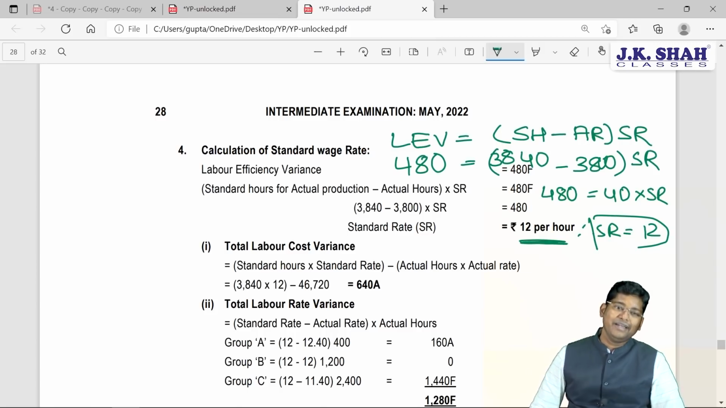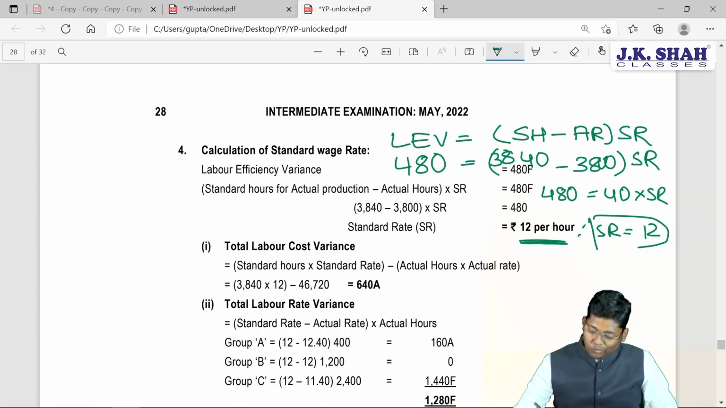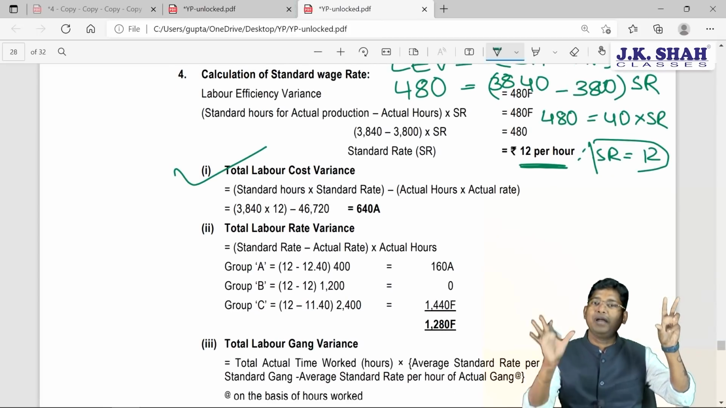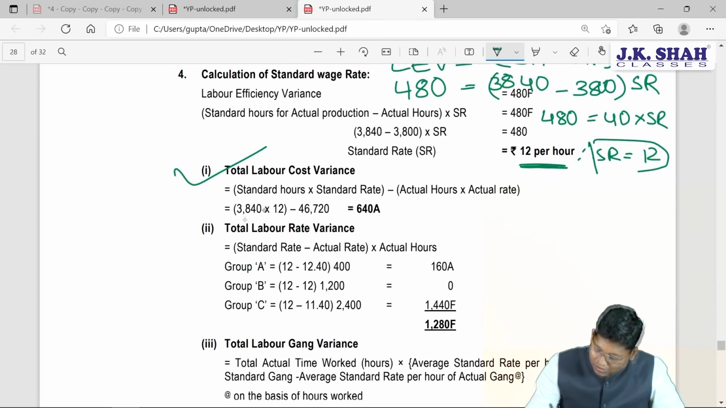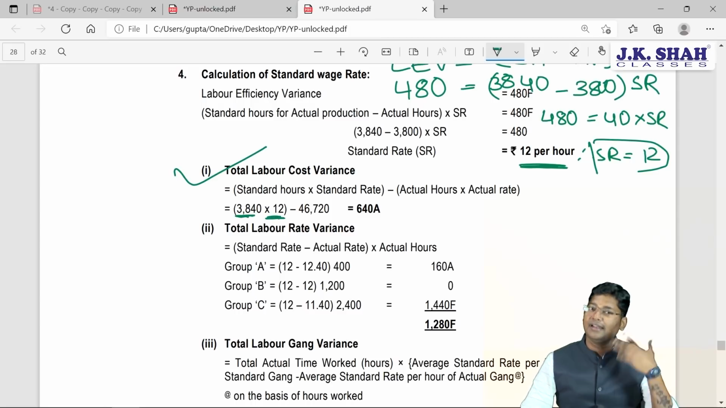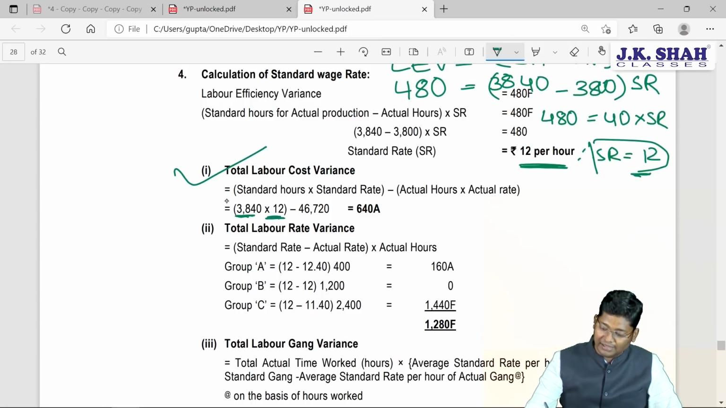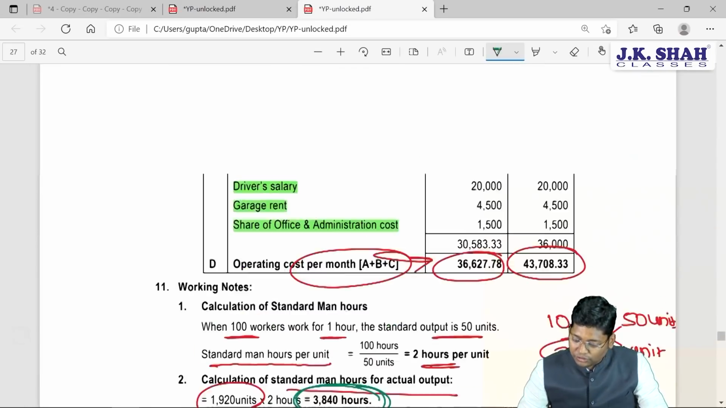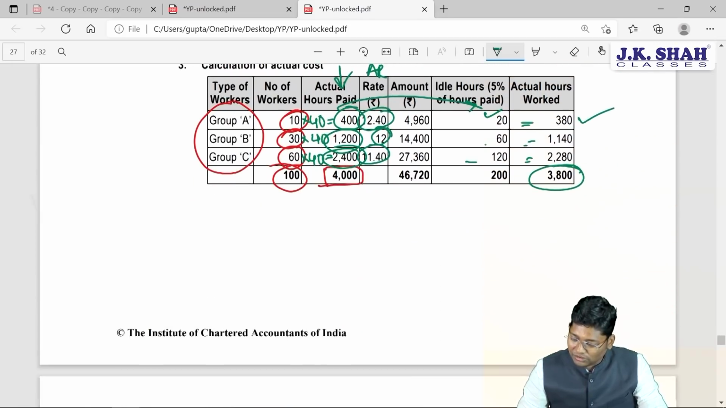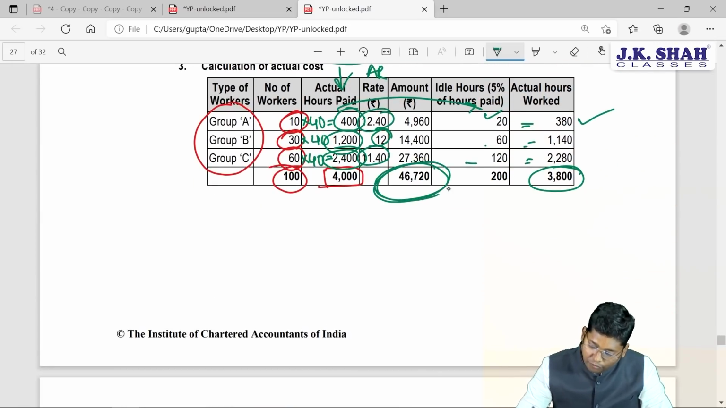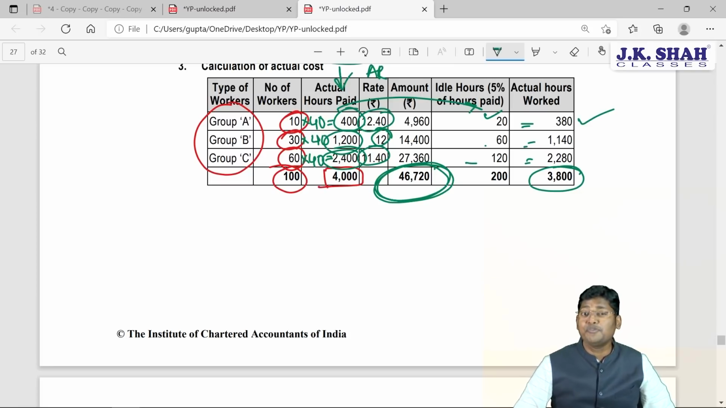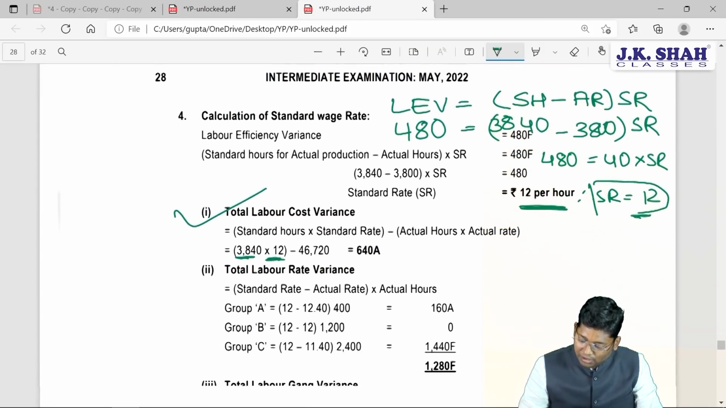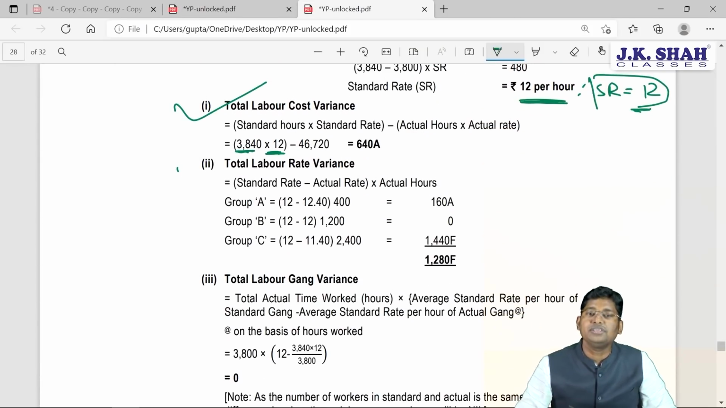Now once this standard rate is available, easily you can calculate total cost variance, and total labor cost variance is equal to standard cost minus actual cost. Your standard cost is standard hours into standard rate, standard hours computed, standard rate computed. We can take here total, and from that total you need to deduct the actual amount of your labor cost, which we have computed over here. 46,720 is the amount which we have paid to the laborers. So from standard, when you are going to deduct the actual amount, you will be getting your total cost variance.